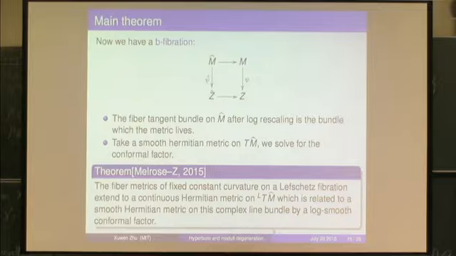And what we do next is we take a smooth Hermitian metric on this fiber bundle. Then we solve this curvature equation to find the conformal factors. The main result about this hyperbolic metric is we deduce that this fiber metric, the hyperbolic metric, behaves as the following.